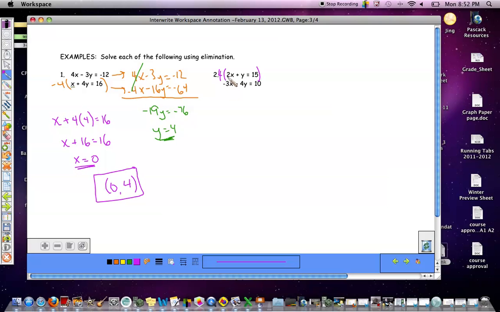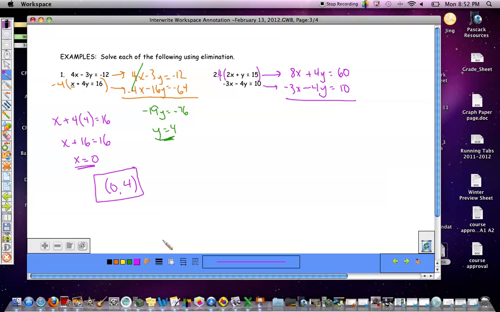If I wanted to cancel the x's, I'd probably multiply the top by 3 to give me 6x and the bottom by 2 to give me negative 6x, and those would cancel that way. Either way, I wind up getting 8x plus 4y equals 60. The bottom equation isn't going to change, so I have negative 3x minus 4y equals 10.